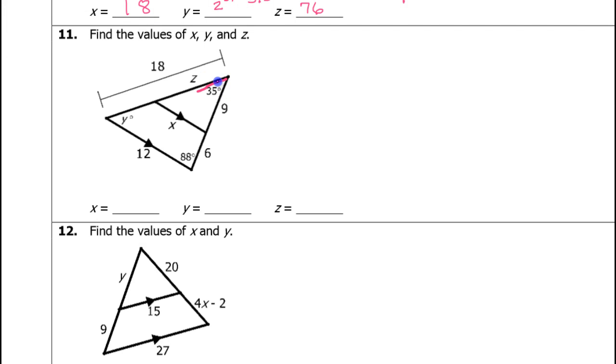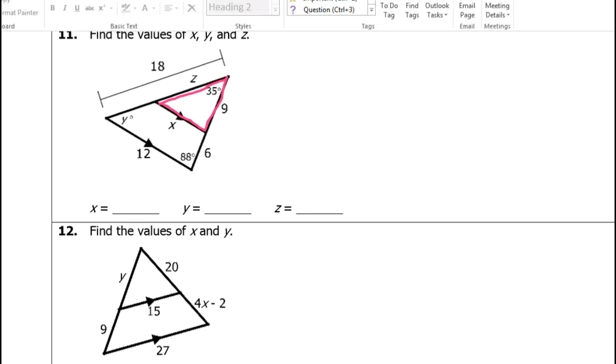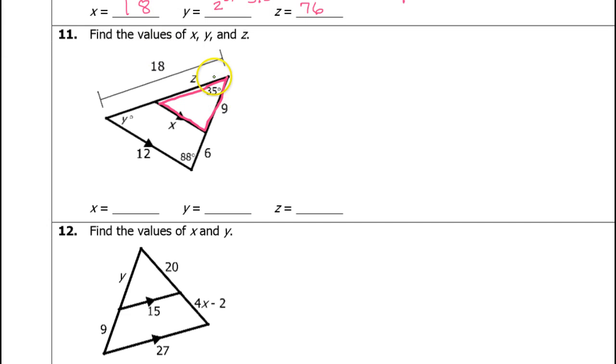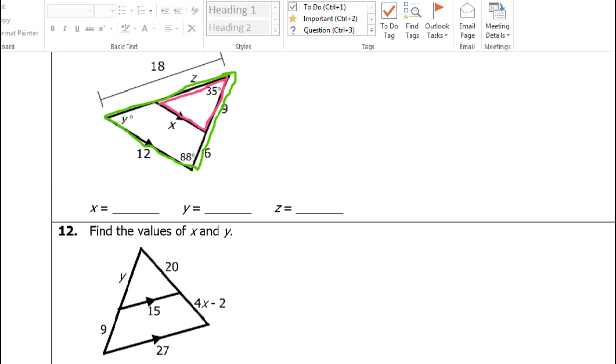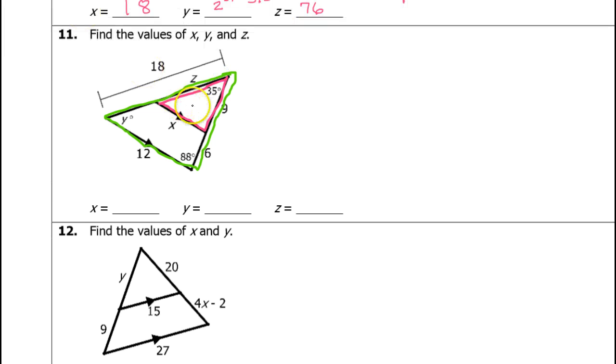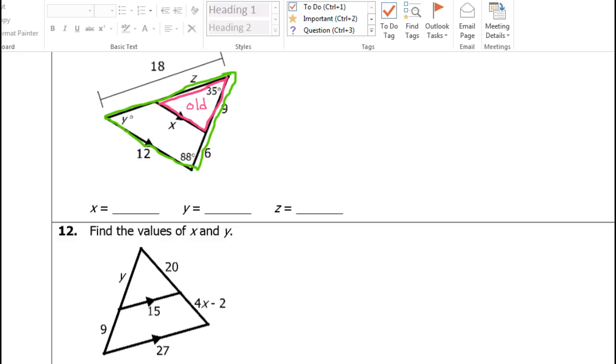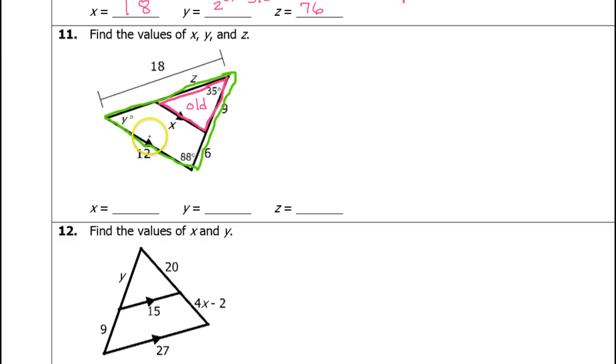Instead, I have to do the kind of stuff that we usually do. I have to do new over old equals new over old. All right, so I've got the red triangle on the inside, and then I've got this larger green triangle on the outside. I will consider the inner triangle to be old, and I will consider the large outer triangle to be new.